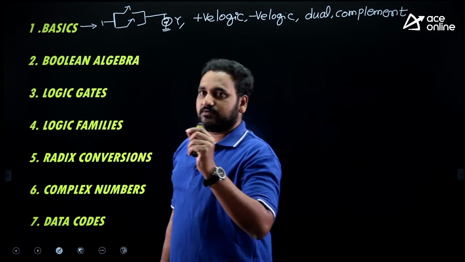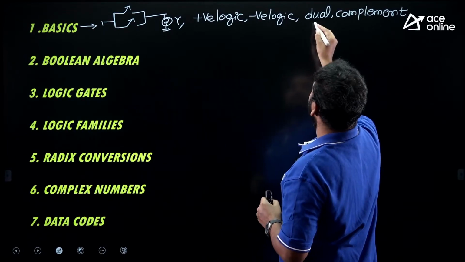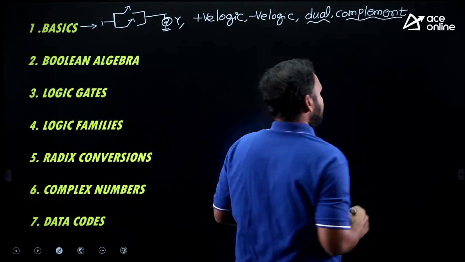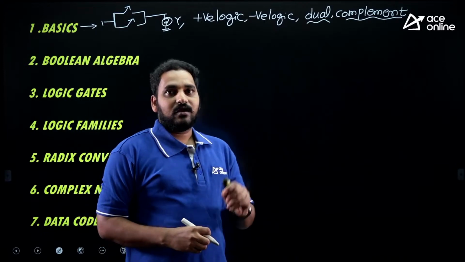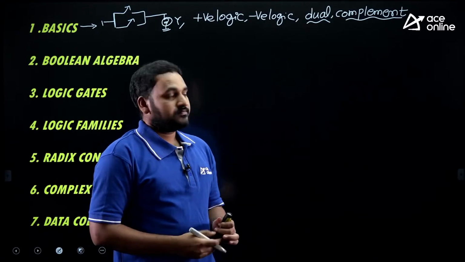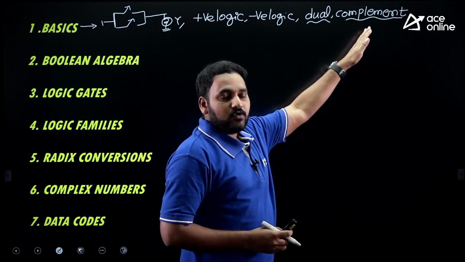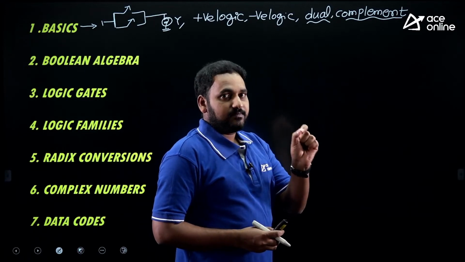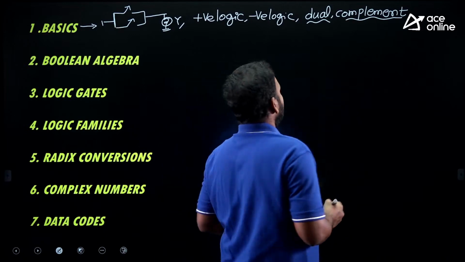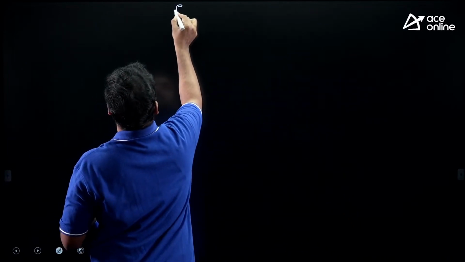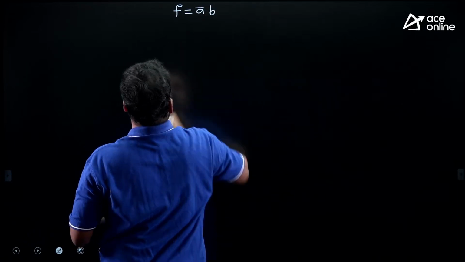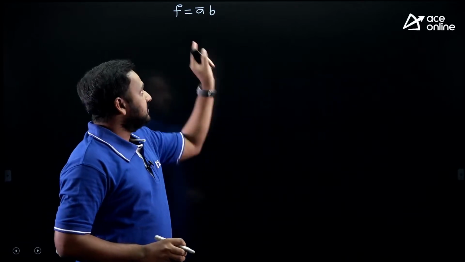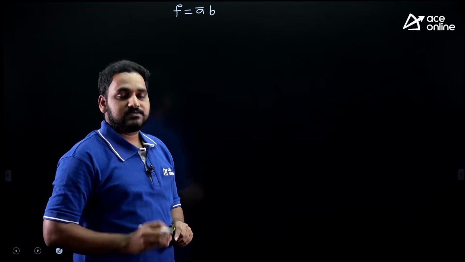If you find one function, f equals a b or something like that, what is the main difference between dual and complement? My dear friends, in both cases there is one common point: AND and OR operators should be interchanged. In dual as well as complement form, you should interchange AND and OR operations. For example, f equals A bar B is a function. In this, A bar is one literal, B is one literal. In this function there are two literals in total.